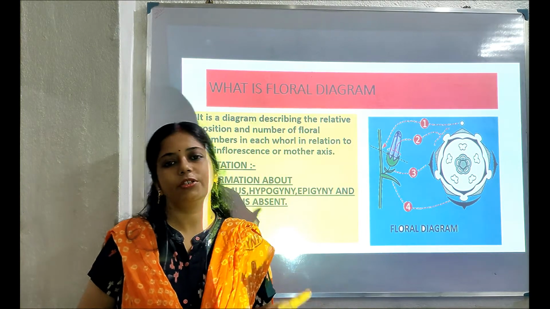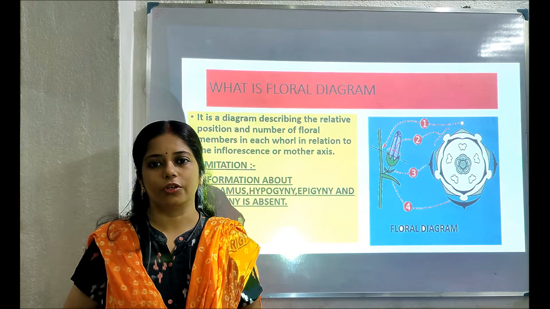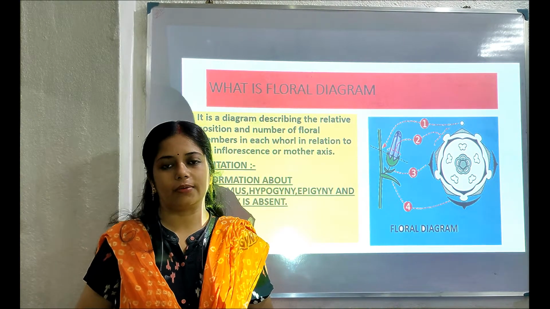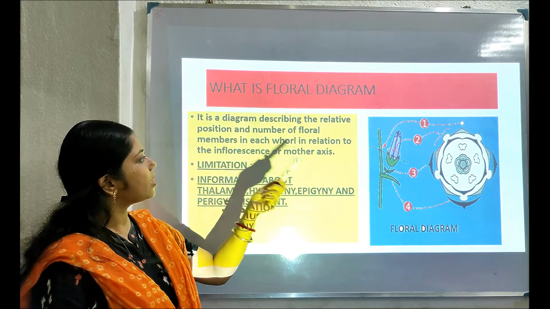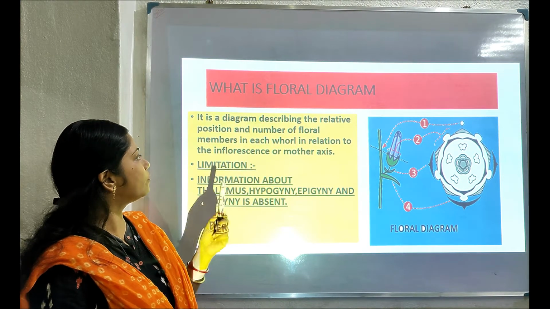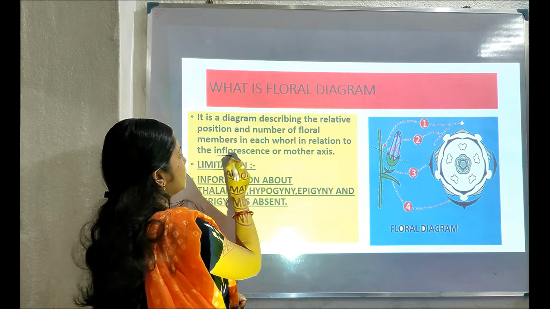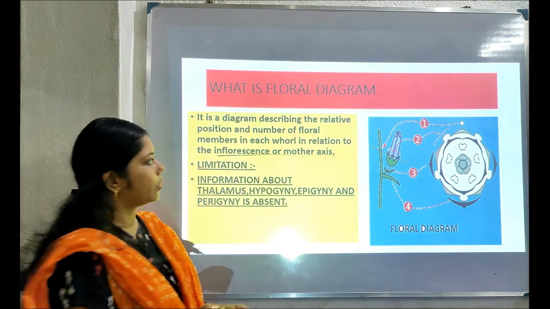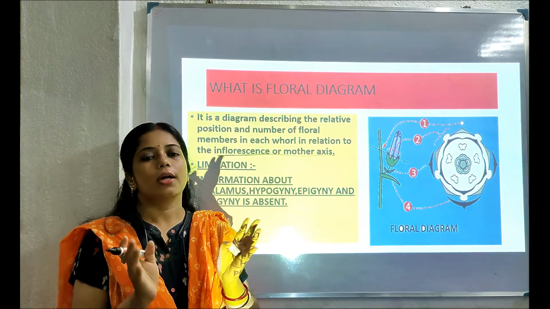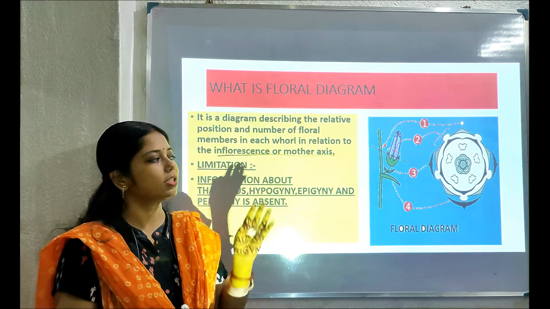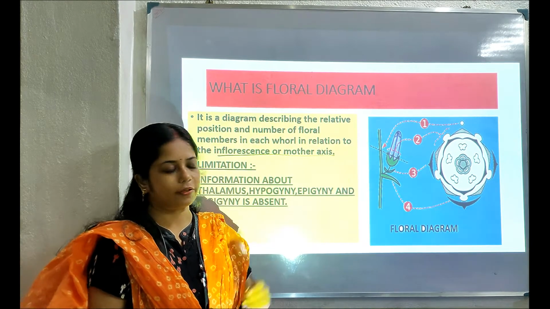The diagrammatic expression of the arrangement of all the floral whorls is called the floral diagram. But what is the definition of a floral diagram? It is a diagram describing the relative position and number of floral members in each whorl in relation to the inflorescence or mother axis. This is very, very important. In relation to the inflorescence or mother axis, how the floral whorls or floral members are arranged is described in the form of the floral diagram.